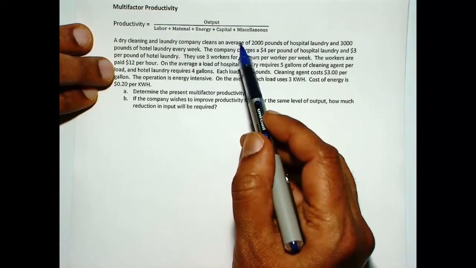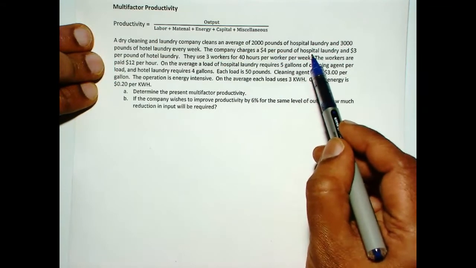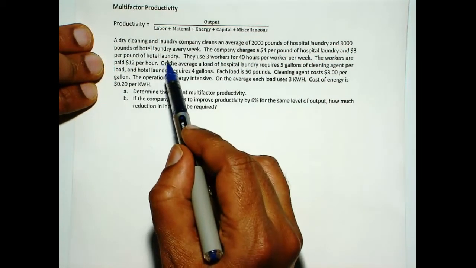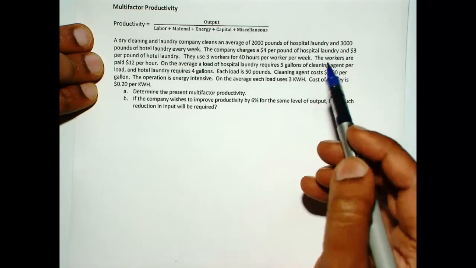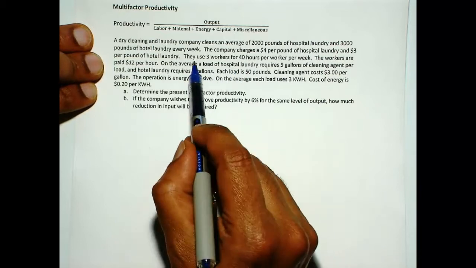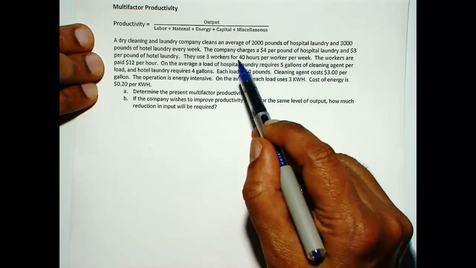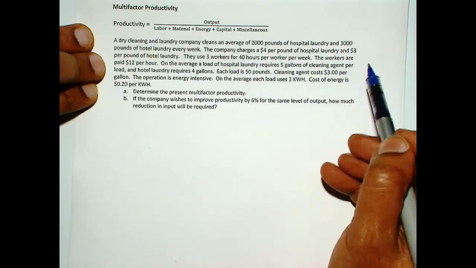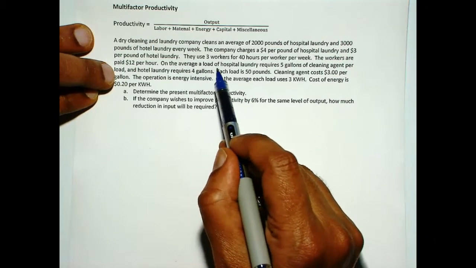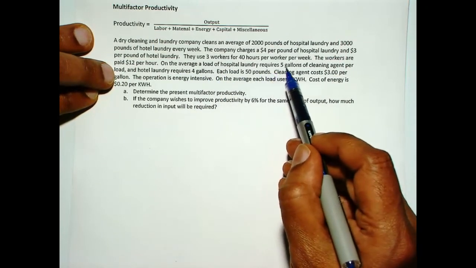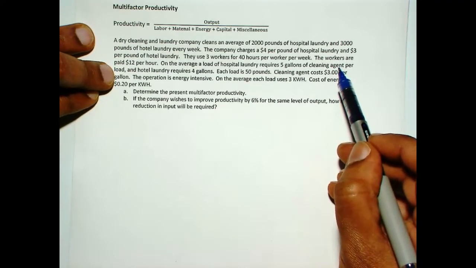The company charges $4 per pound for the hospital laundry and $3 per pound for the hotel laundry. So with these dollar amounts, we can convert the units into dollar amount. They use 3 workers, 40 hours per week, so that's one input, labor input, and the workers are paid $12. And then on the average, a load of hospital laundry requires 5 gallons of cleaning agent. So cleaning agent is a second input, and then 4 gallons for hotel.